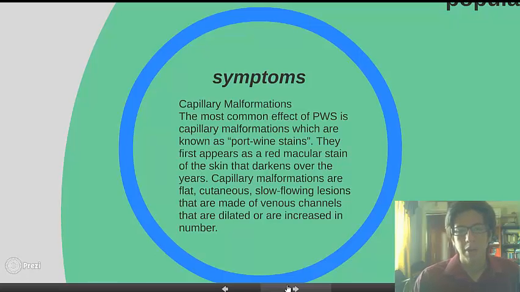Symptoms: capillary malformations. The most common effect of Parkes-Weber syndrome is capillary malformation, which are known as port wine stains. They first appear as a red macular stain of the skin that darkens over the years. Capillary malformations are flat, cutaneous, slow-flowing lesions that are made of venous channels that are dilated or are increased in number.